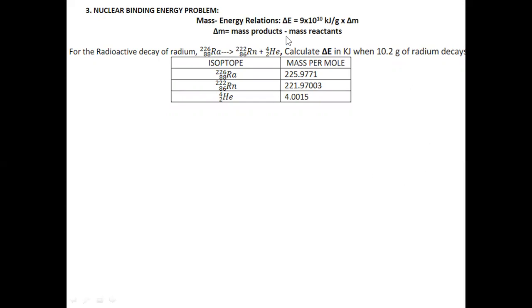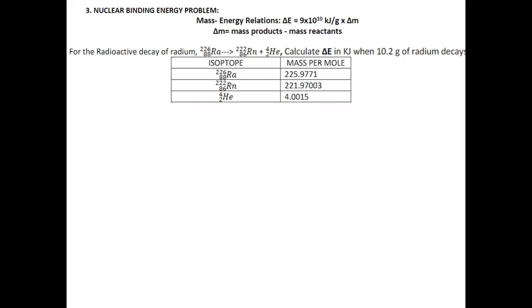E is equal to mc squared, or delta E is equal to 9 times 10 raised to 10 kilojoules per gram, which is the speed of light squared, times delta M. Delta M is the mass of the products minus the mass of the reactants of a nuclear equation. Now let's proceed with the problem.